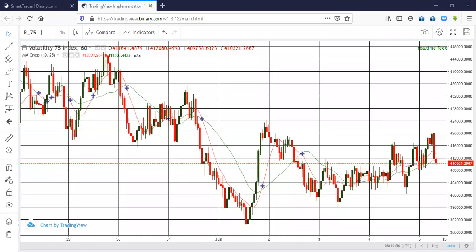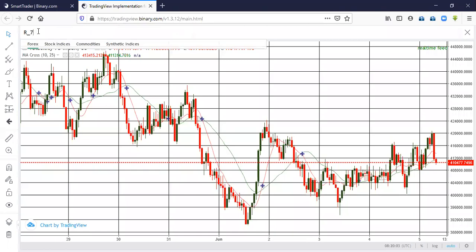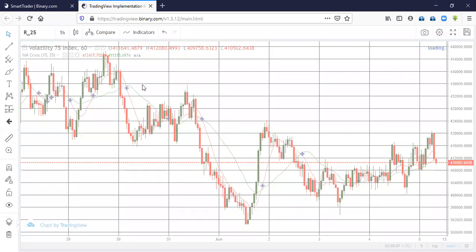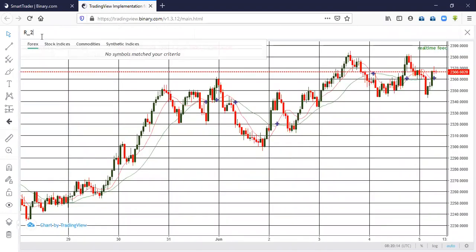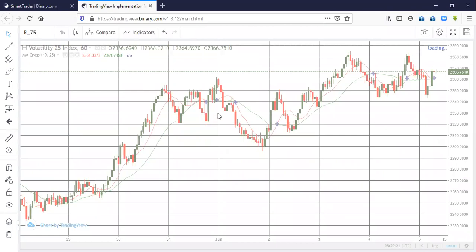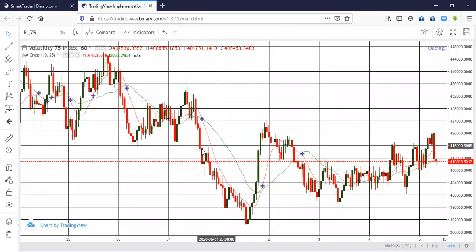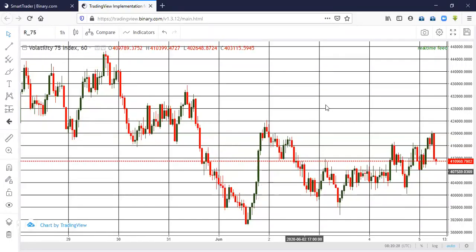We will now try to change to VIX 75. By default, you have VIX 25. By default, it will be like this with R25, but you just have to change the 25 to 75. That is for volatility index 75, or volatility 75 index. So you basically have a chart like this.